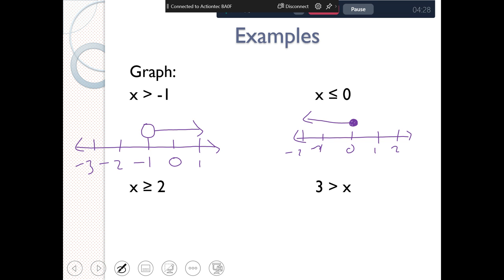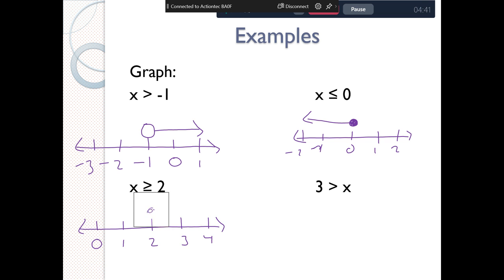Okay, again, draw our number line, put our 2 in the middle, then we have 3, 4, 1, 0. Okay, is this going to be closed or open? Closed. And is it going to go to the right or the left? The right, because it's greater than.